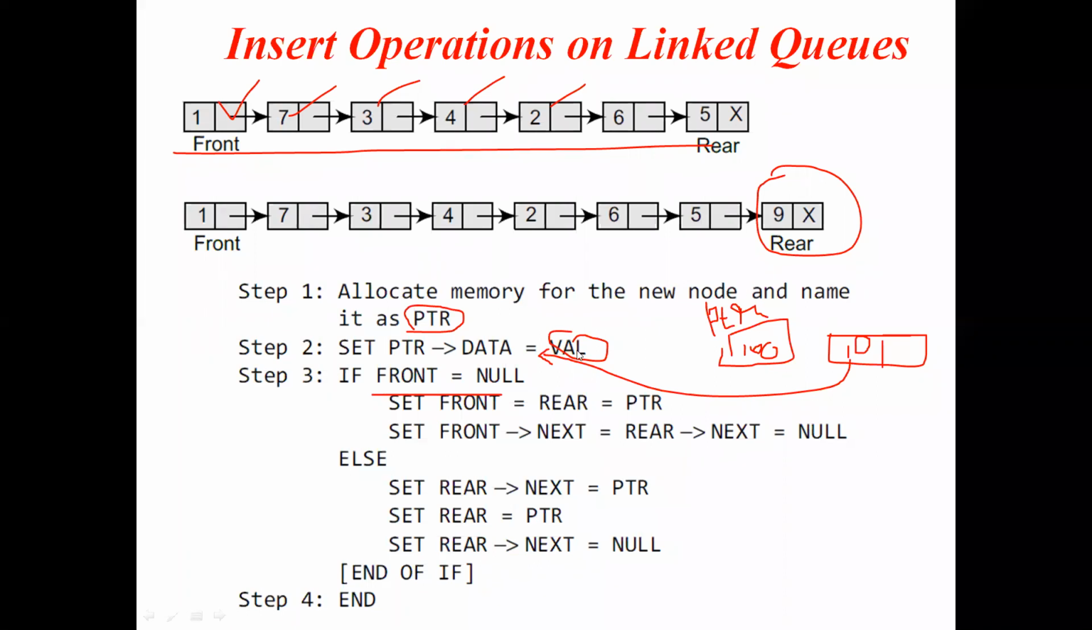When there is no element in the linked list, then only this if condition will work. In our case, it will not work because we have 7 elements in the list. So it directly goes to the else part. I need to update only the rear pointer variable.